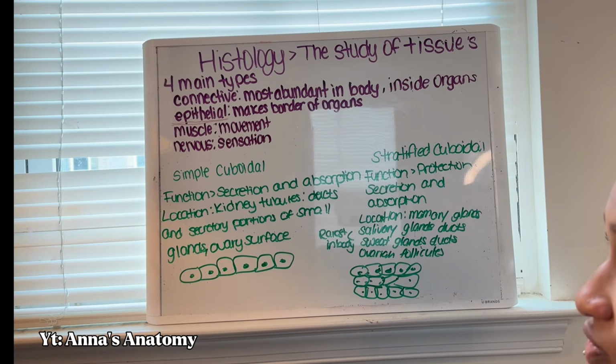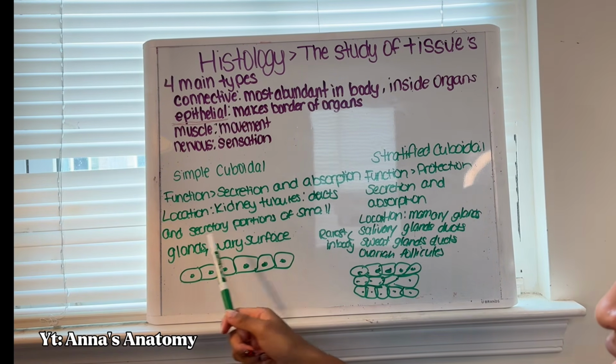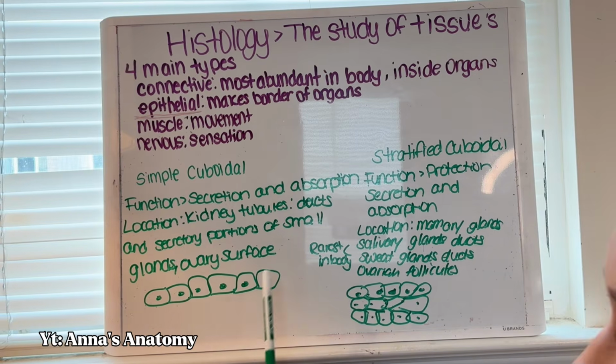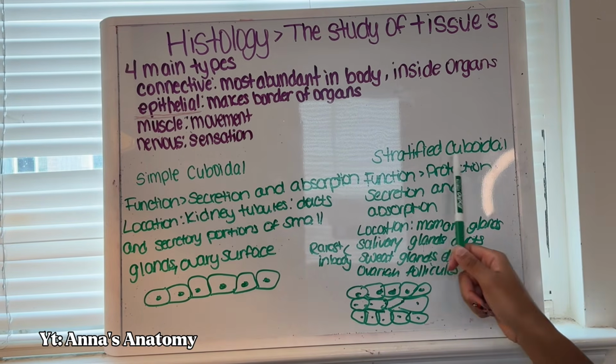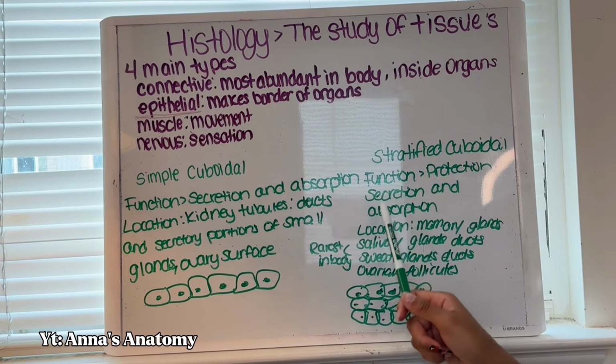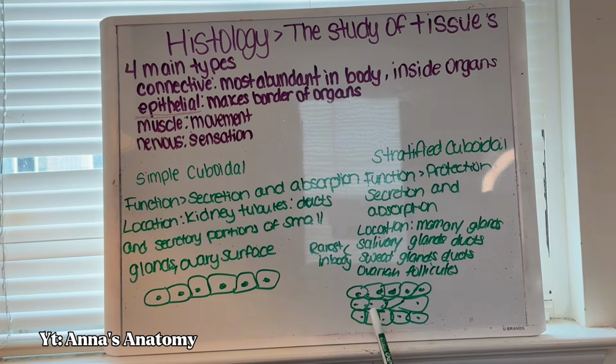So simple cuboidal's functions are secretion and absorption. The location is in kidney tubules, ducts, secretory portions of small glands, and ovary surface. You can see this is one single layer of cube-like cells. And we have stratified cuboidal. The function is protection, secretion, and absorption. The location is mammary glands, ducts, mammary gland ducts, salivary gland ducts, sweat gland ducts, and ovarian follicles.